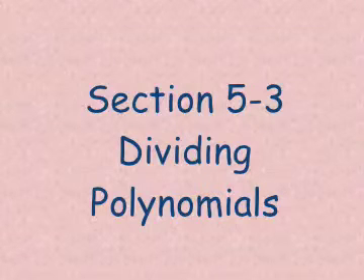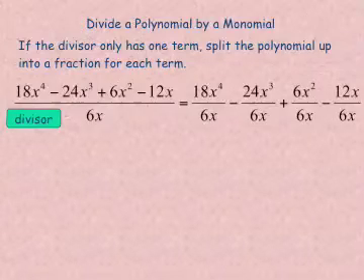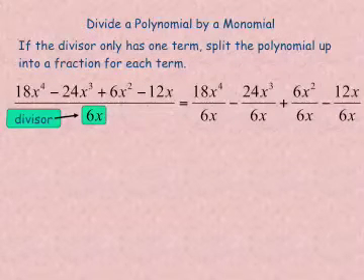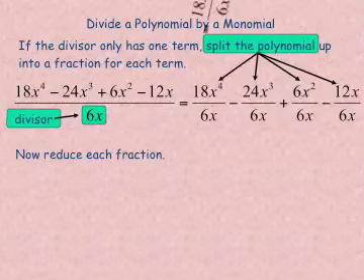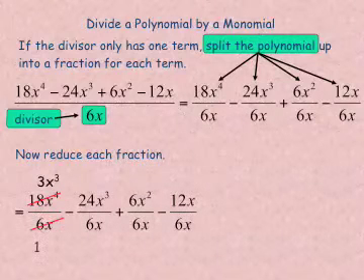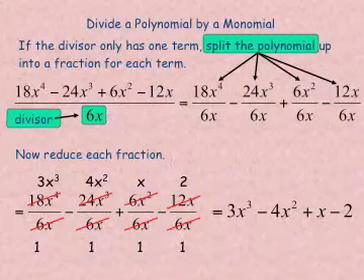Section 5.3, Dividing Polynomials. When you divide a polynomial by a monomial, you're looking at the divisor, and if it's one term, which confirms that it's a monomial, as in this example here with the 6x, we'll split the polynomial up and divide each term by the 6x. Then we'll reduce each fraction as follows, yielding this result.